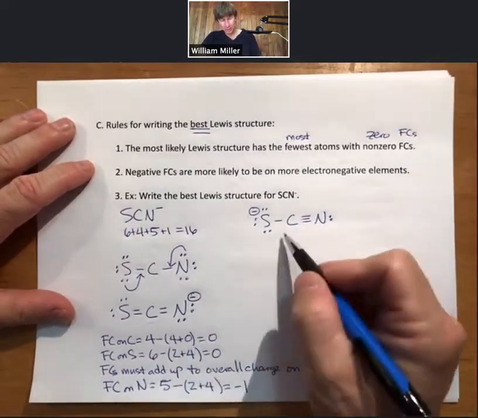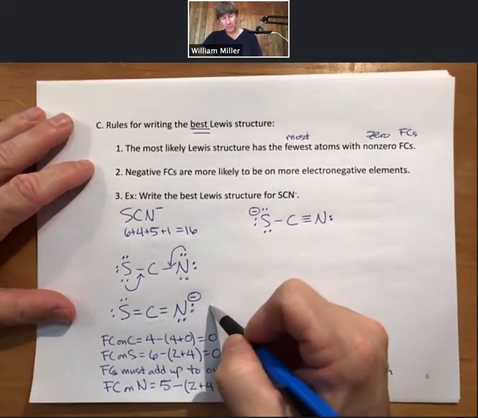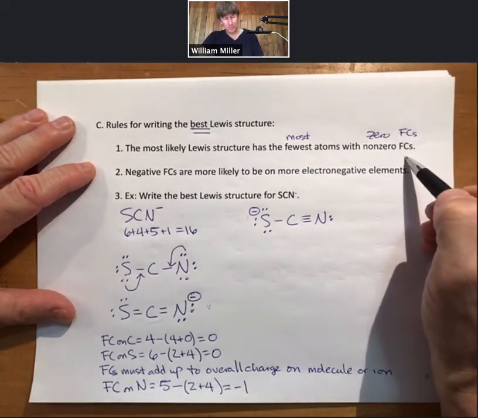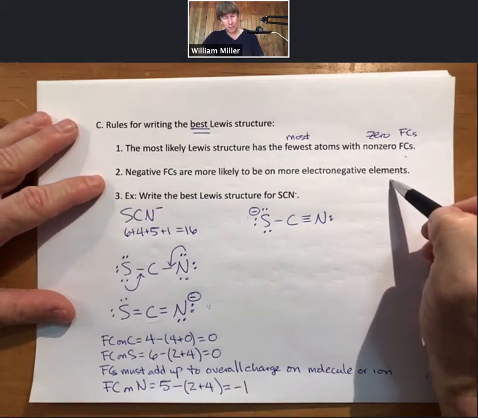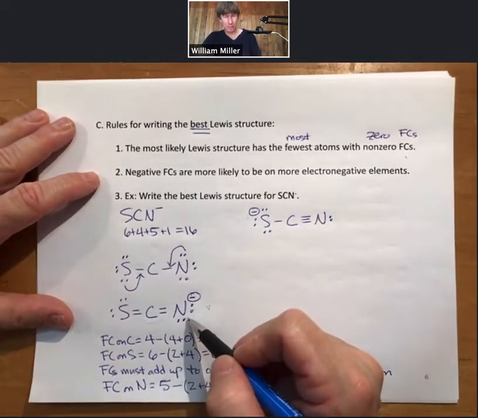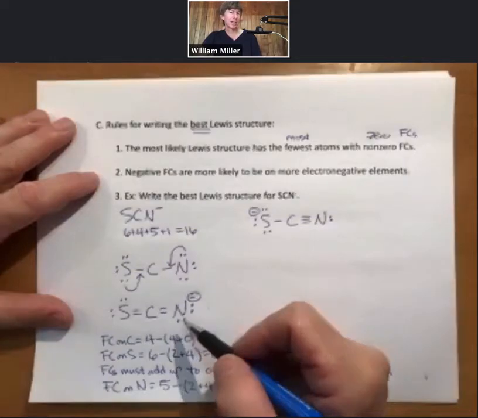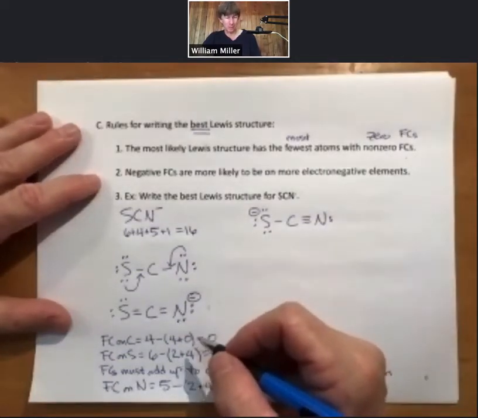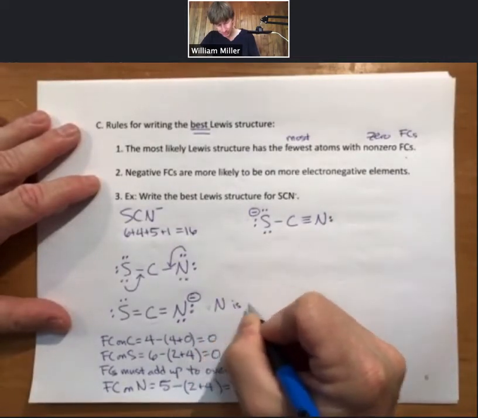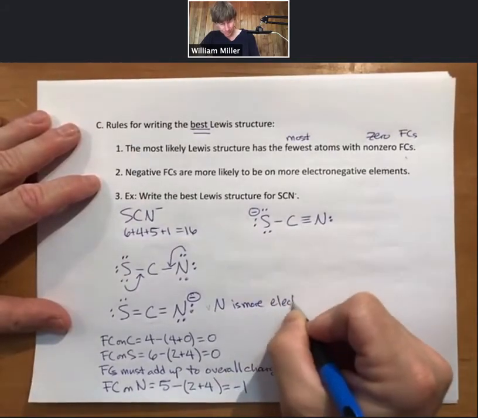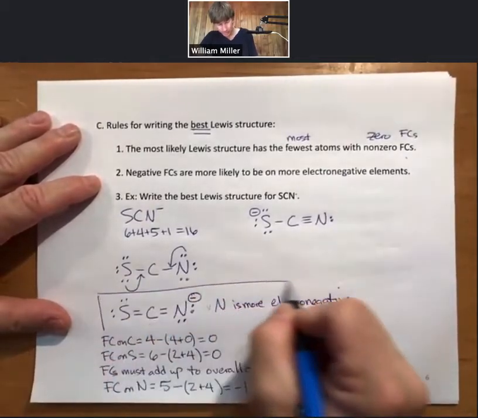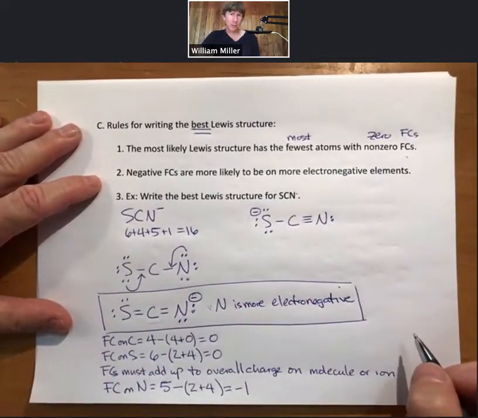And then the question becomes, okay, both of these finished Lewis structures have the fewest atoms with non-zero formal charges, but the negative formal charge must be on the more electronegative atom. So which is more electronegative, sulfur or nitrogen? You wouldn't necessarily know this unless you had the values, and you will on your third exam and the final. Turns out nitrogen is more electronegative. And therefore, this is the best Lewis structure.